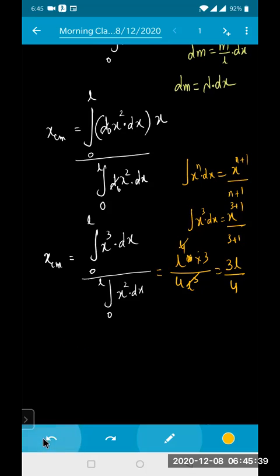The center of mass is only along the x-axis, so it is 3L by 4 comma, and along the y-axis it is 0. Clear? The only thing is, you need to take care of the little bit of integration. That's it. Okay?